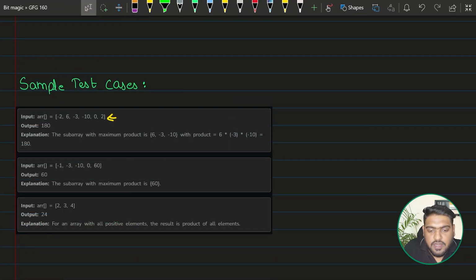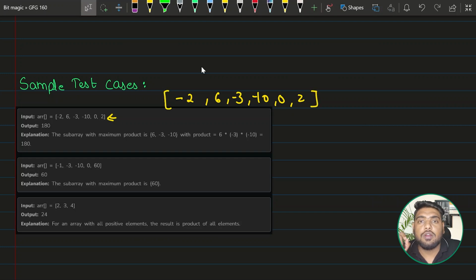This one. You're given an array ARR. It says it's -2, 6, -3, 10, 0, and 2. Now out of this array, you need to choose one subarray such that once you multiply all of the elements of that array, you get a product which is the maximum of all the subarrays that you might possibly have. In our case, let's suppose we take this array, -3 and -10. Well, it would give us the answer 30, and that is going to be a positive.